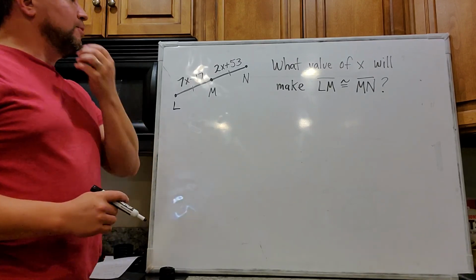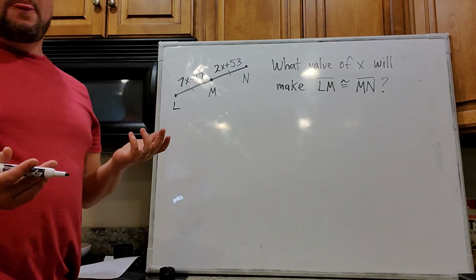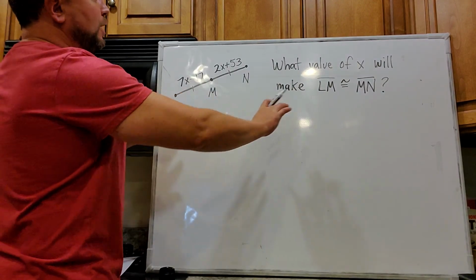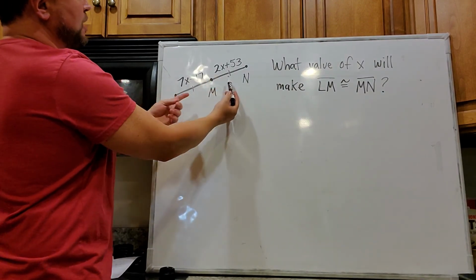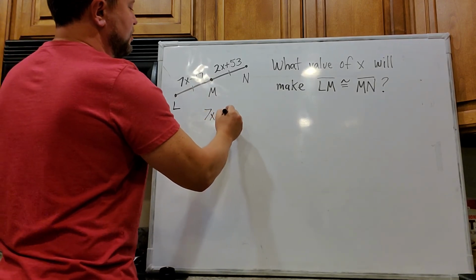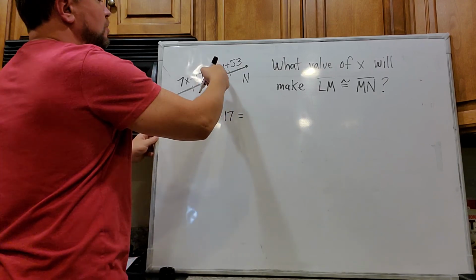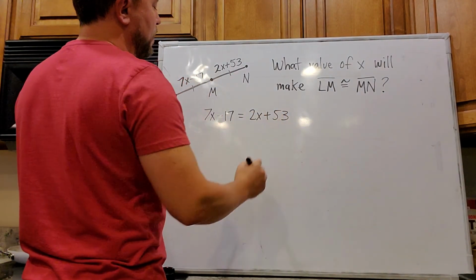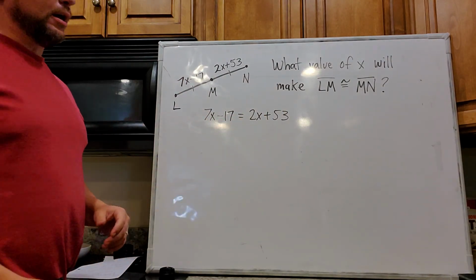Okay, so if I want to know what value of x will do that, why don't we just simply write an equation where we set these two equal to each other? So we're just going to say 7x minus 17 would equal 2x plus 53. And then we just need to solve for x.